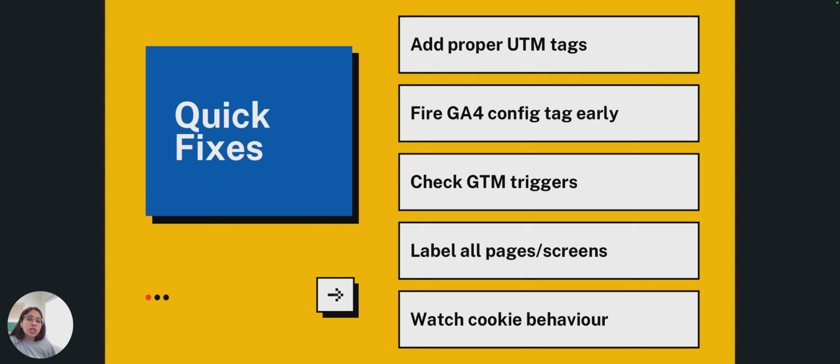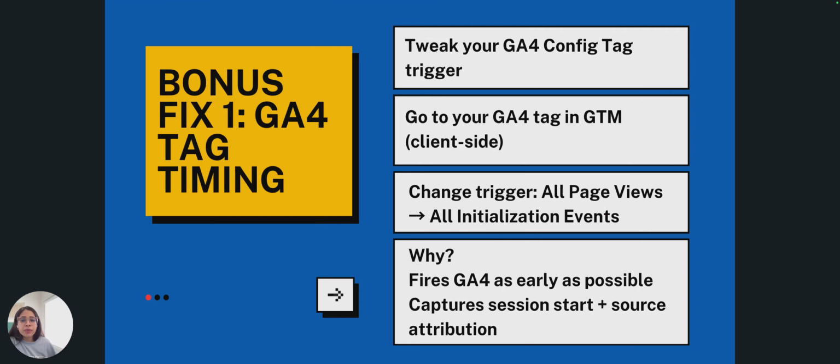Second, use GTM debug mode to verify your events are firing in the right order. Make sure your GA config tag is firing early, ideally on page load and not after. Third, ensure that your page title and screen names are being sent with the correct values. You'd be surprised how often they get skipped in rush setups. And finally, check the timing of your tags. If your events are delayed, GA4 might miss some important context like traffic source or session details.